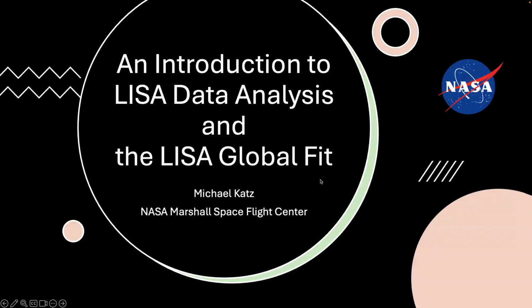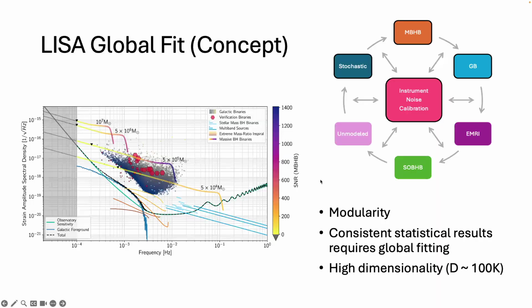So go to the next slide. To begin, I'm going to start with the LISA global fit at a high level. And then I'm going to break it down by source type, because in the end, our global fit's main running piece is these individual source modules. So we'll talk about that in a bit. But for right now, I'm going to focus on just the LISA global fit in general.